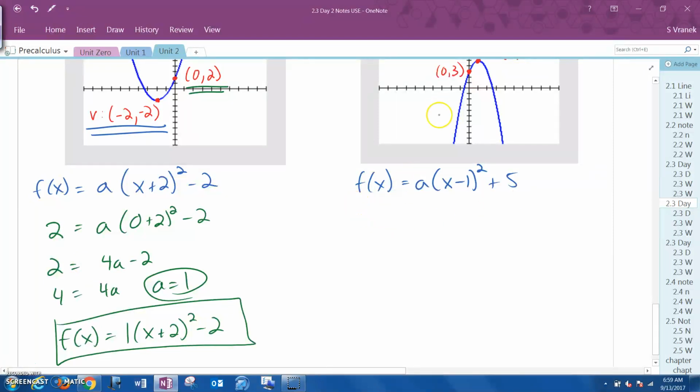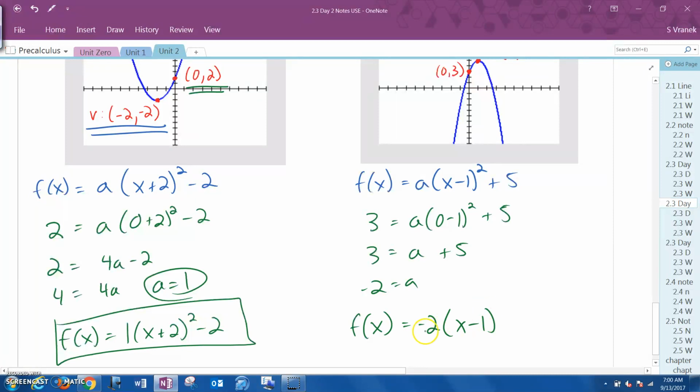Let's do the last one. When y is 3, x is 0. So this becomes 1a. And subtract 3 or 5, and you get negative 2 equals a. Which makes sense because this graph is narrower, it's stretched more, and it is facing downward. So then we write it out with the a in there: negative 2, x minus 1 quantity squared plus 5.